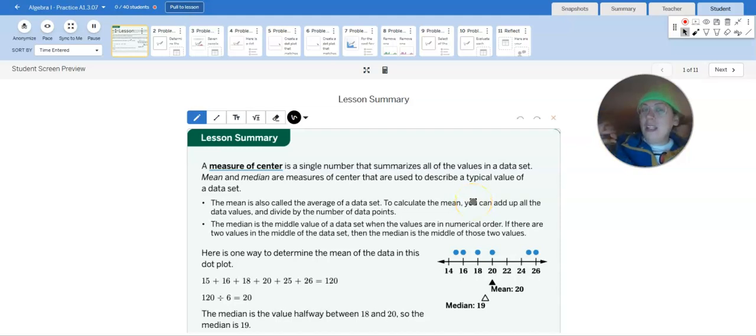Hello everyone. We're taking a look at our 3.7 lesson practice. So we're going to be doing some practice work on our measures of center.